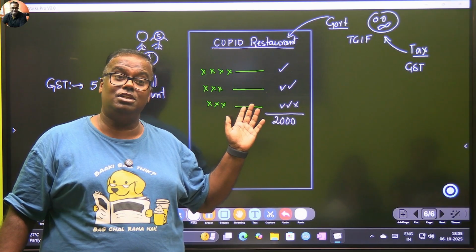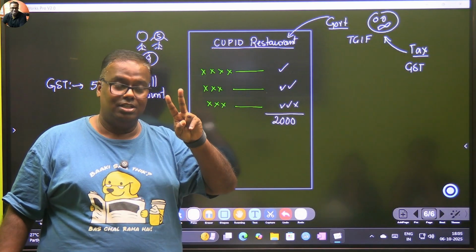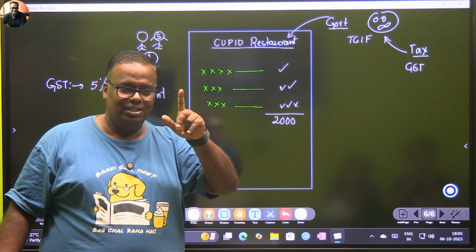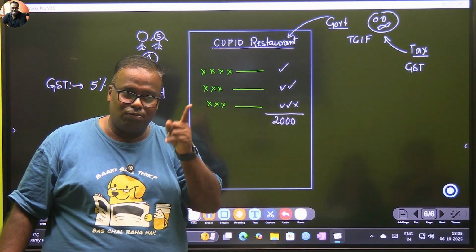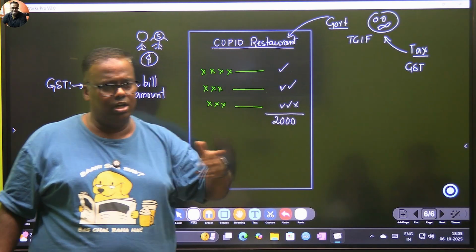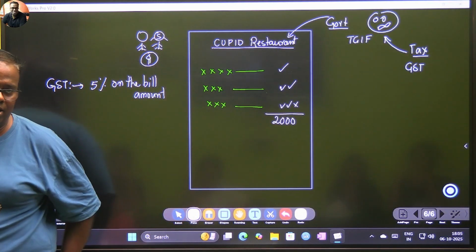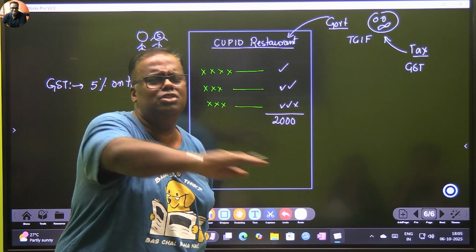2000's 10% is 200. 10%, now 1/10. 10% is 200. So 5% is 100. Government has already pocketed 100. And like him, there are millions of such.